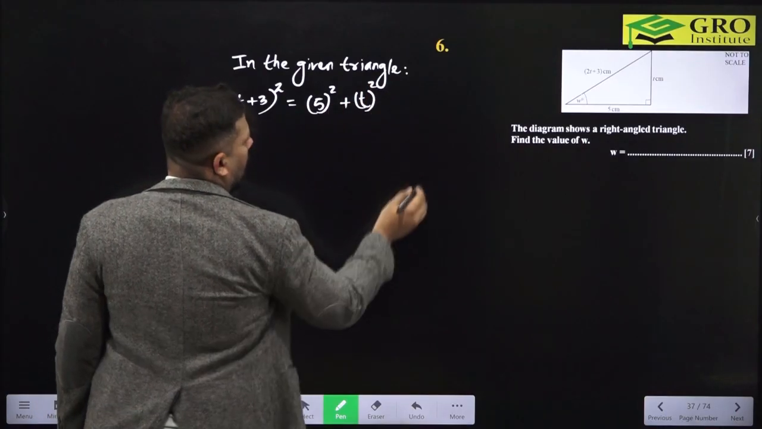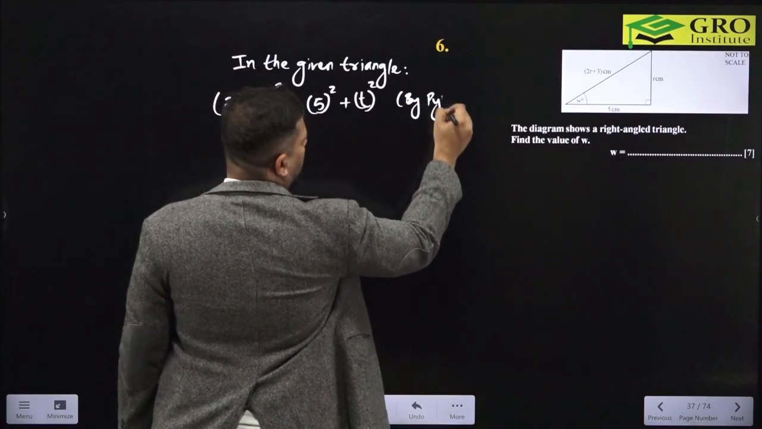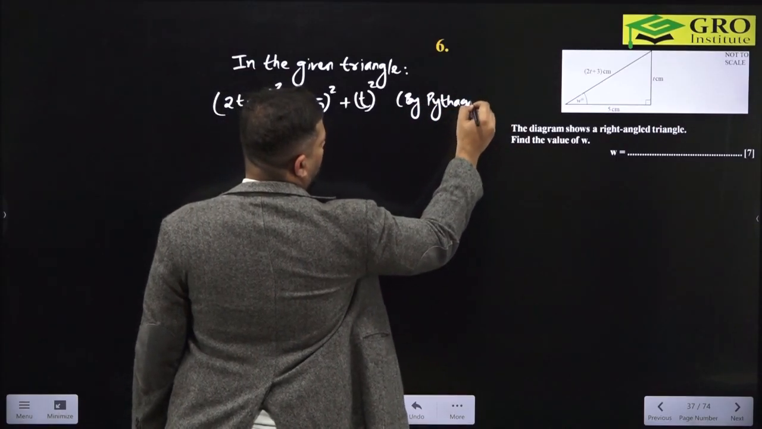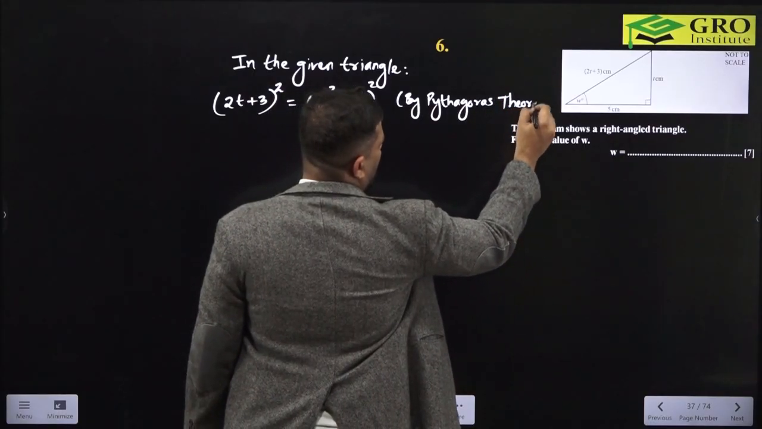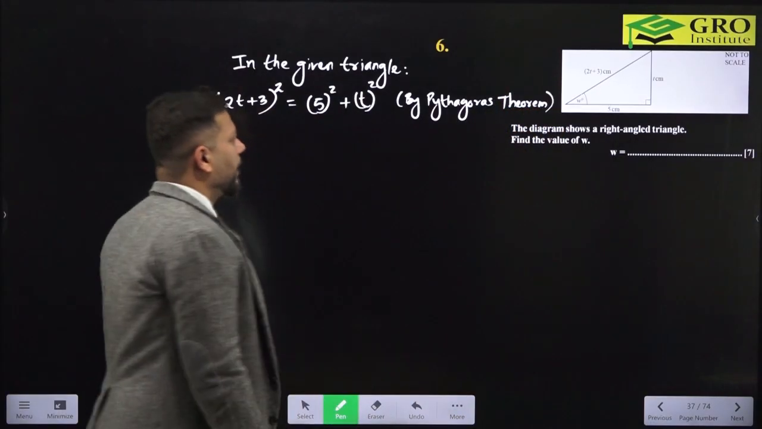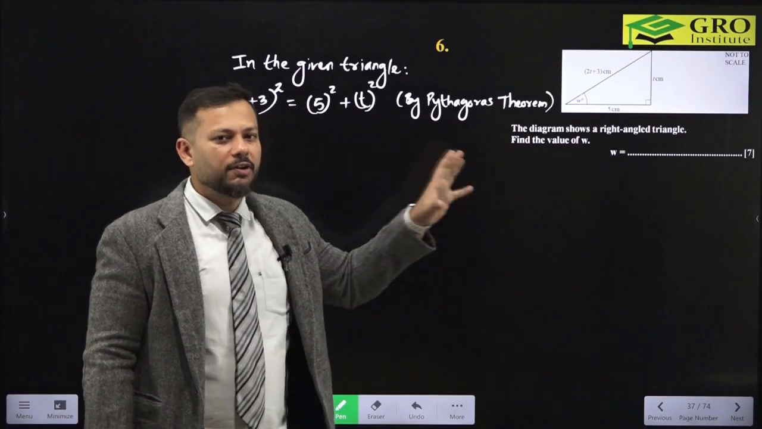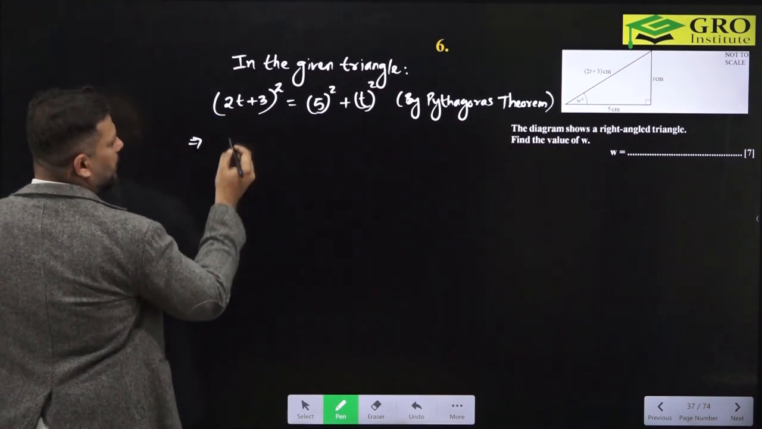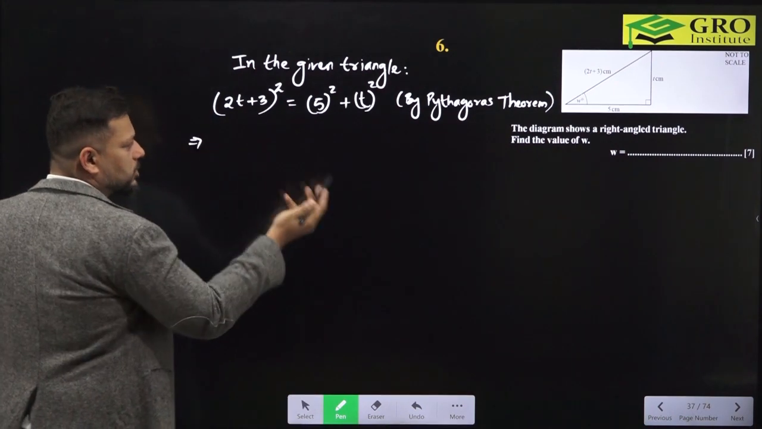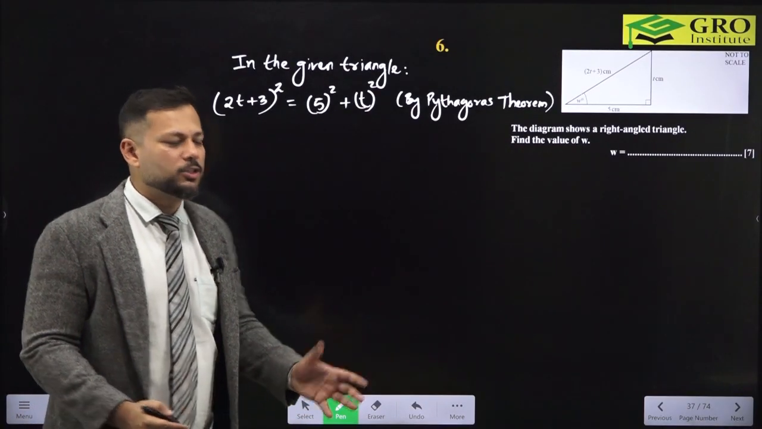t square. How did we get this? By Pythagoras theorem. Isn't it, guys? By Pythagoras theorem, we can generate a relation between the sides of a right angle triangle. Let us open this. So 2t plus 3 whole square is same as a plus b whole square, which results into a square plus twice of ab plus b square.